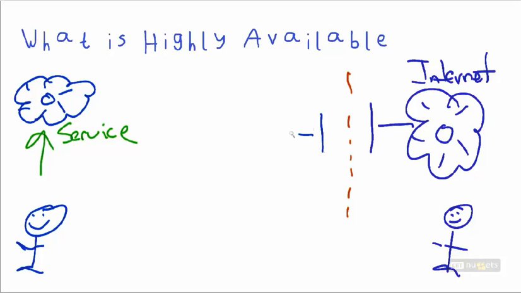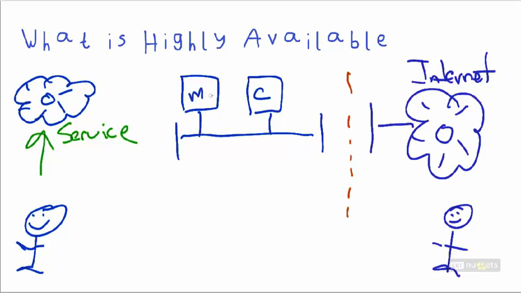And here's the rest of my network. Like I said, I'm keeping this network simple. Let's put in the product service that we're offering, which is going to be Exchange. And so we're going to have a CAS box and a mailbox. And the user's mail is on that mailbox.